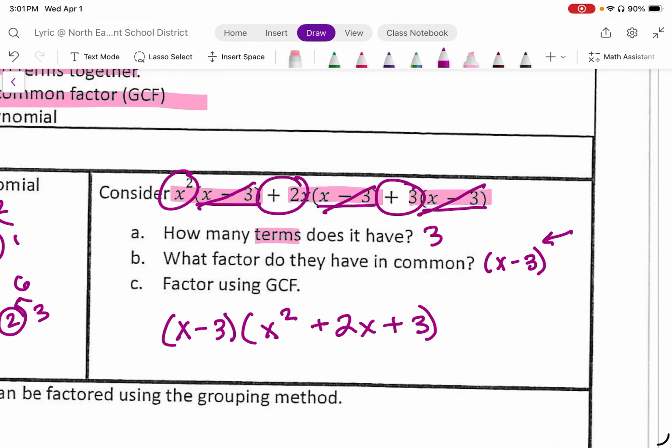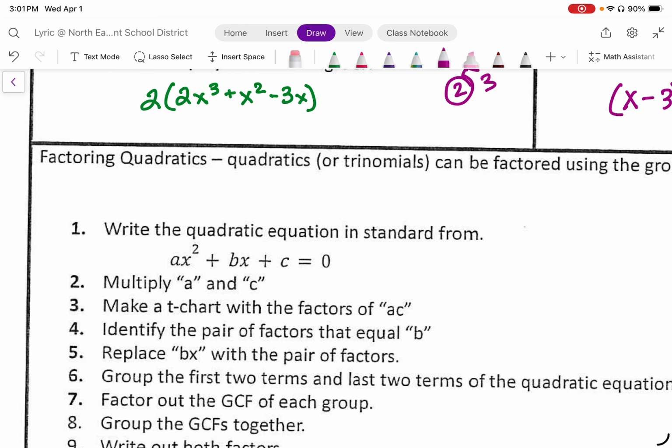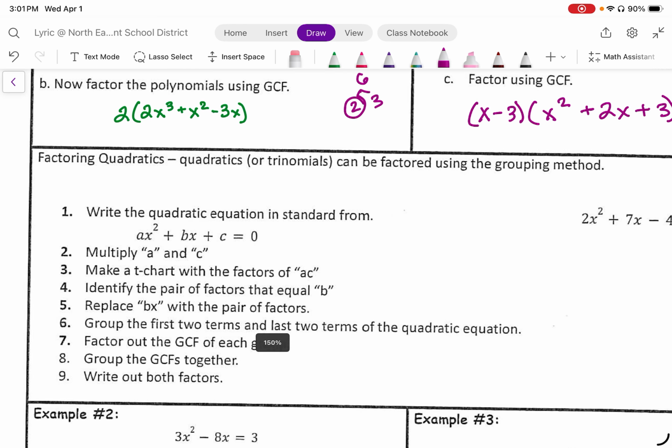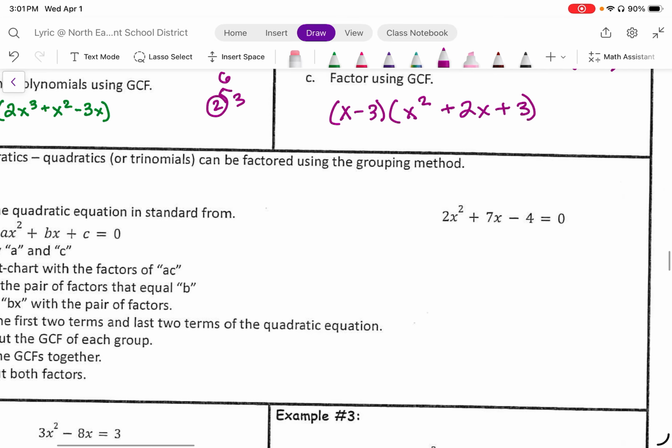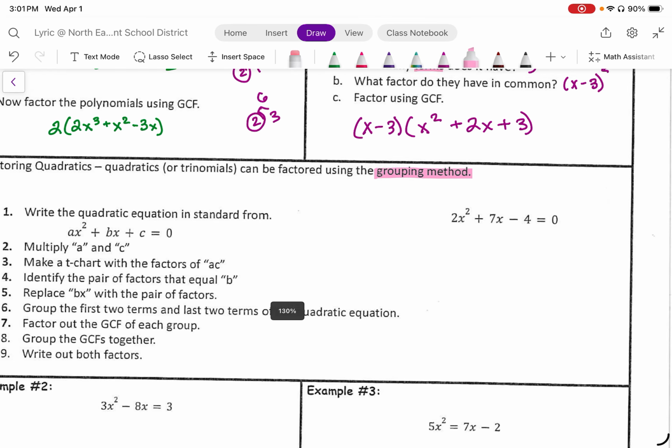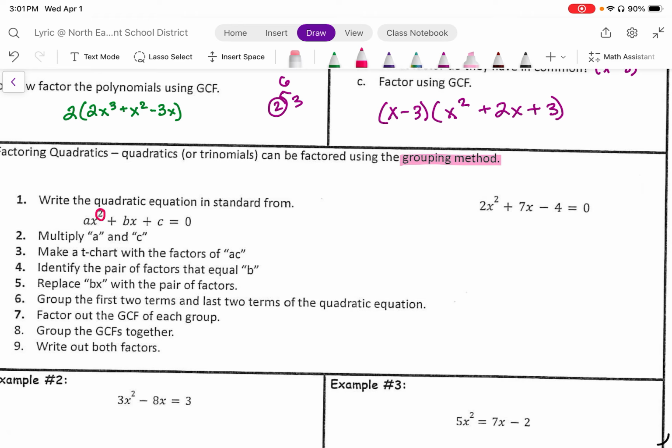All right, and if I'm moving too fast for you, you can pause the video. Okay, quadratics or trinomials can be factored using the grouping method. Grouping method means we're going to put some things into groups. All right, step 1, write the quadratic equation in standard form. Standard form we've been using with polynomials. We want the highest exponent first and just go down in exponents, ending with our constant, which is just a number without x.